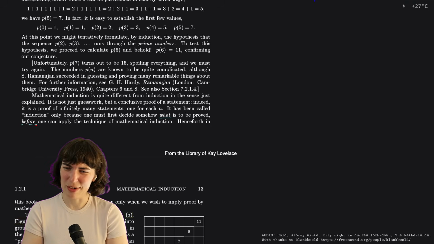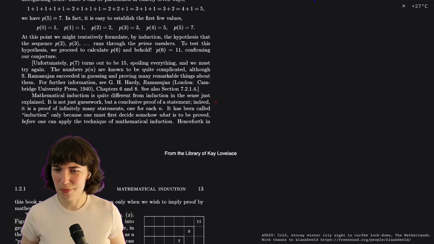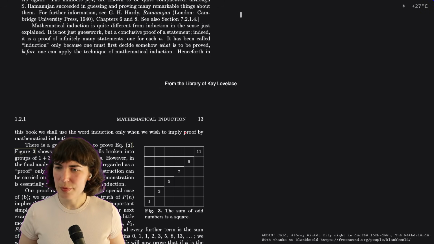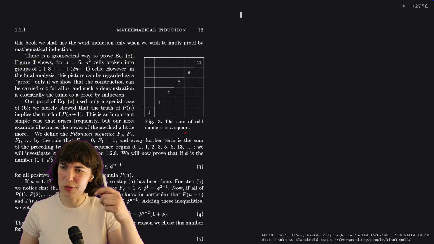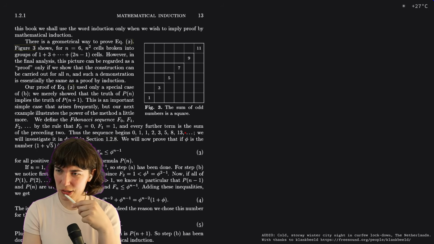What is he talking about? Surely that's the case with any proof. Okay, well, if anyone has any ideas on why he's saying that, do let me know. Henceforth, in this book, we shall use the word induction only when we wish to imply proof by mathematical induction.